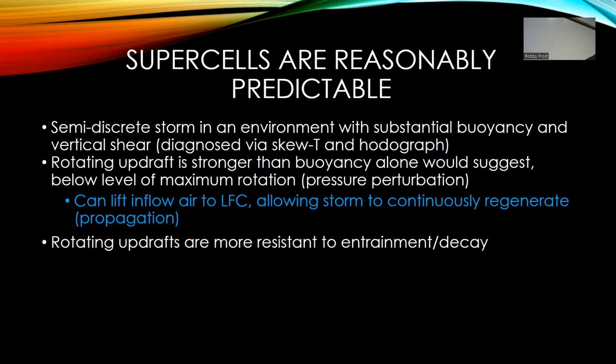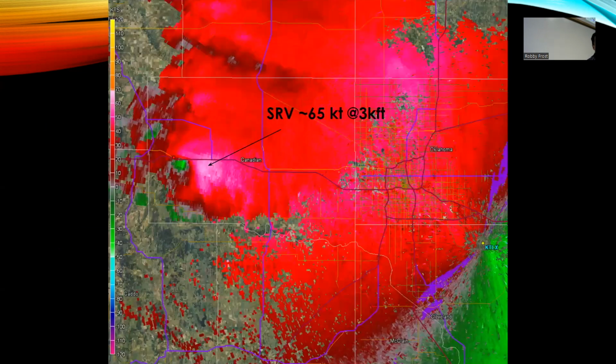And of course, another side note is rotating updrafts are less prone to dry air entrainment, and they're more resistant to decay. So these things can hang on a lot longer than you might think, and you get a stronger, longer lived storm. All right.